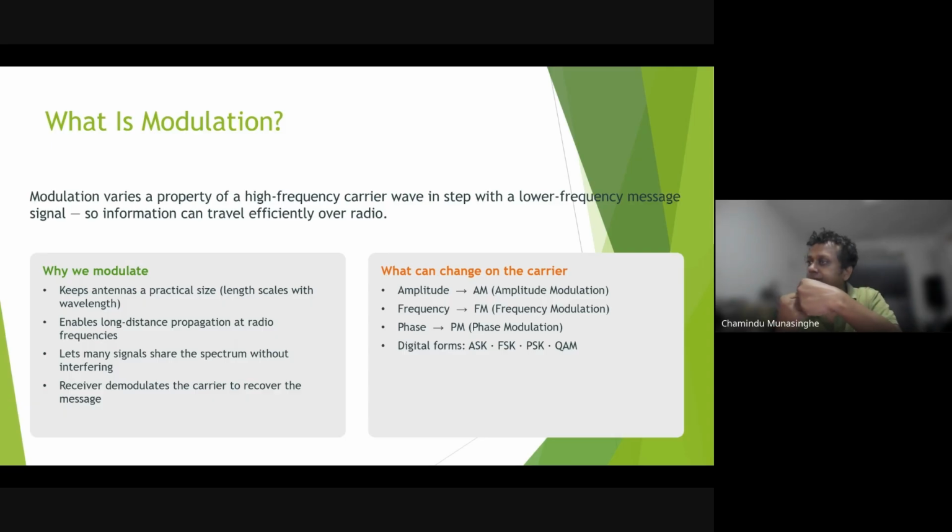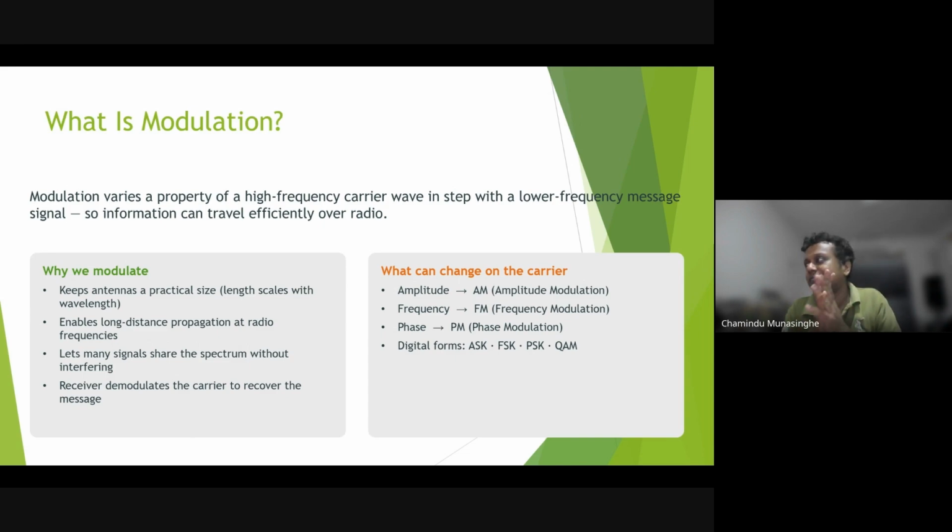Why? There are several reasons. One thing is we can keep antennas a practical size, right? I think we did this calculation earlier for a 10 kilohertz signal. The wavelength was 30 meters, if I'm not mistaken, right? And assume that we need to transmit some audio, like say 3 kilohertz signal as a RF signal. The length of the antenna will be thousands of meters, right?